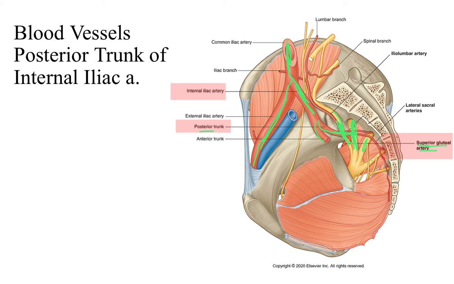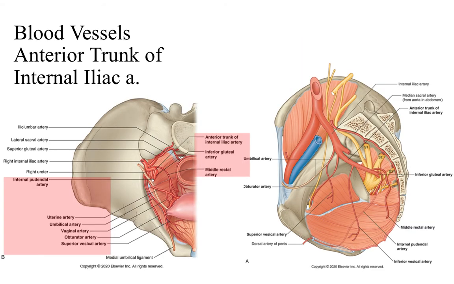And the superior gluteal artery is going to basically give a major contribution of blood supply to the muscles and skin of the gluteal region. And it's also going to give off branches that supply muscles and bones that make up the pelvic wall. So here we're going to focus on the anterior trunk of the internal iliac artery. So just for reference, here is our internal iliac artery. There is the posterior trunk, which we talked about in the previous slide. And here would be the anterior trunk.